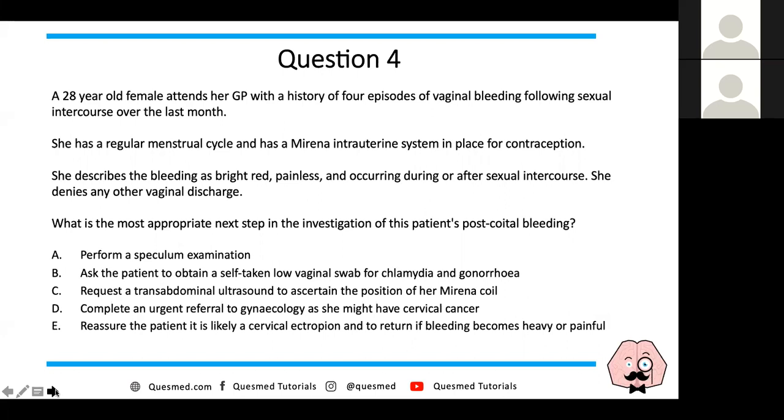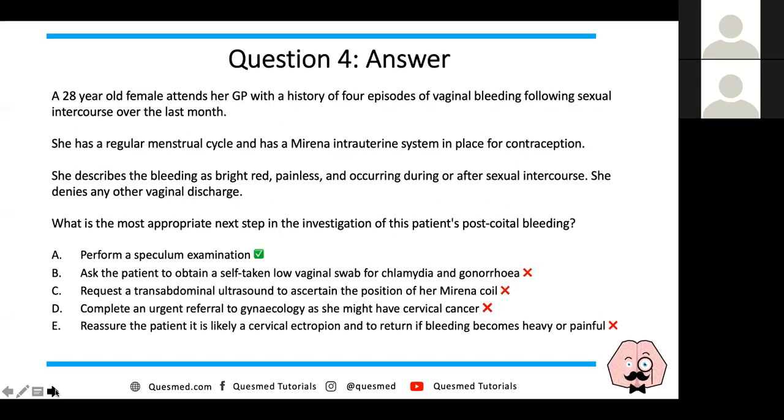So causes of post-coital bleeding, we're thinking things like infections, we're thinking things like cervical ectropion, we're thinking of polyps, cancers, and other vulval pathology. So atrophic vaginitis caused by the menopause, lichen planus, that is a dermatological condition that can cause bleeding. And since she's got that Mirena coil in place, we do want to think about coil displacement as a cause of post-coital bleeding.